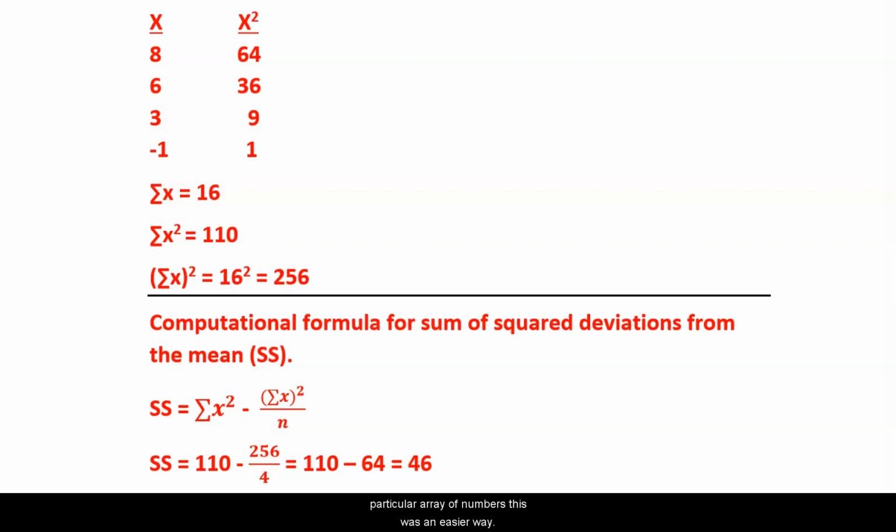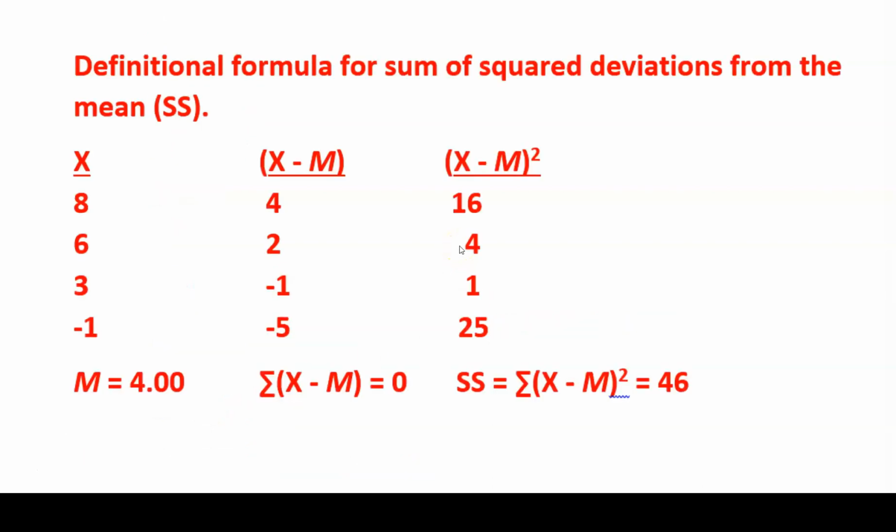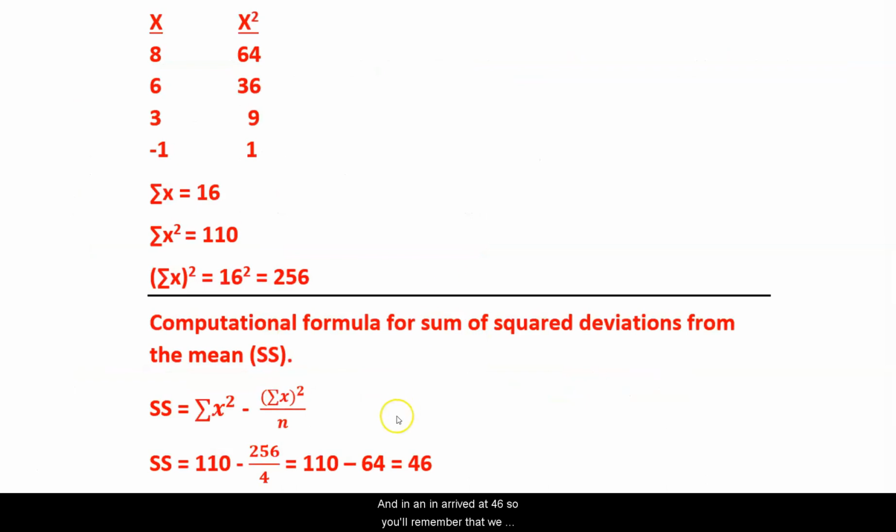Let's take this particular array of numbers. This was an easy array. It had a mean of 4, so the sum of x was 16. You could calculate the sum of squares this way, and arrive at that 46. So you'll remember that we squared each value and then took the sum of the values and squared it to get our sum of squares formula.